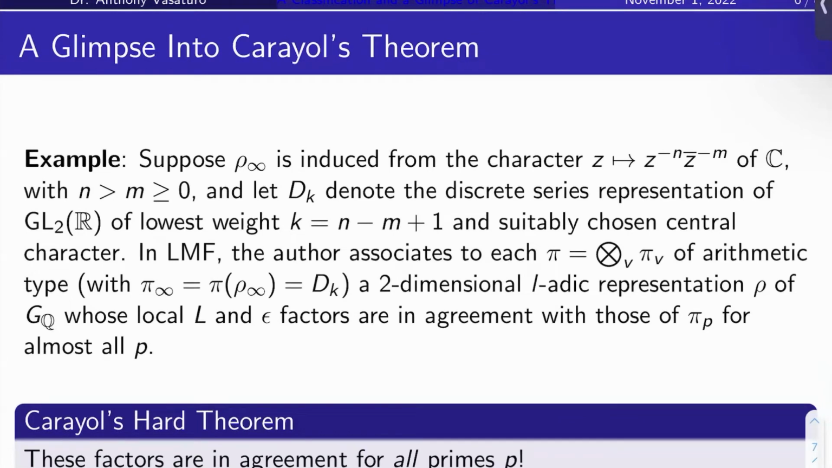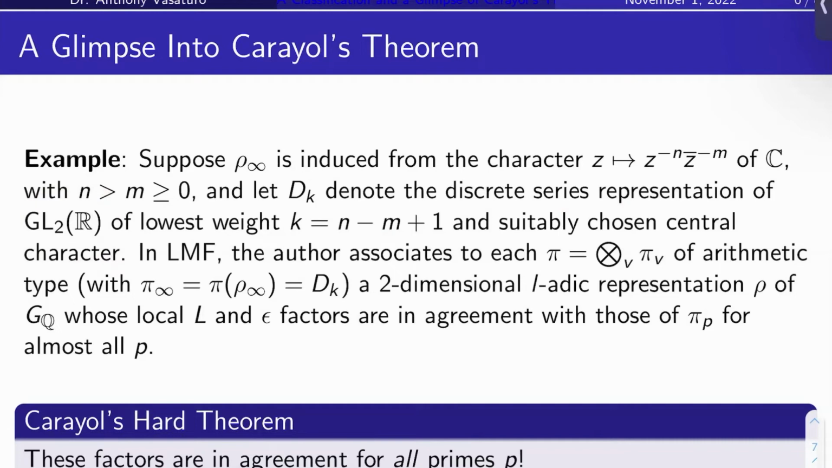Okay, so let's take a little glimpse into Carayol's hard theorem, a mysterious theorem that popped up so many videos ago. I have a whole chapter on this theorem coming up much later, chapter 20. We're on chapter 6 right now, but in time we'll get there. But let's just take a little glimpse into it right now. Let's suppose rho_infinity is induced from the character z maps to z^(-n) z-bar^(-m) of C^*, with n bigger than m bigger than or equal to 0. And we'll take D_k to be the discrete series representation of GL2(R) with lowest weight k equals n minus m plus 1, and then some suitably chosen central character that I don't want to describe right now.